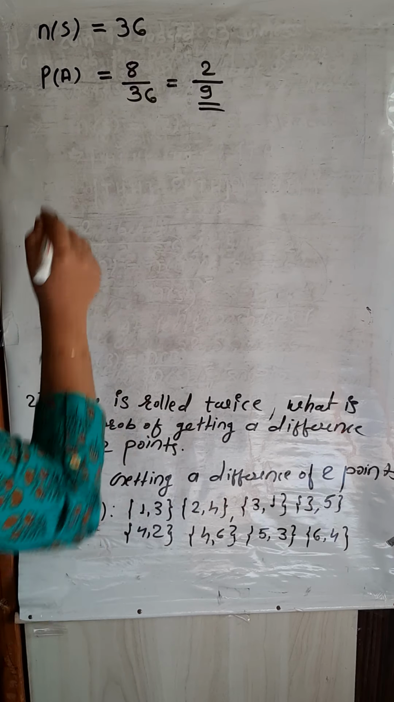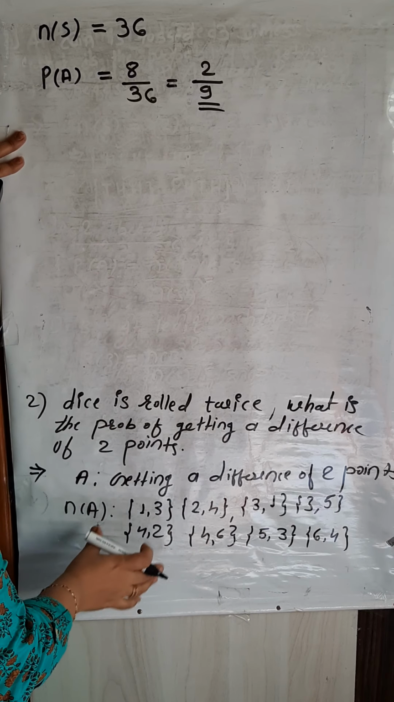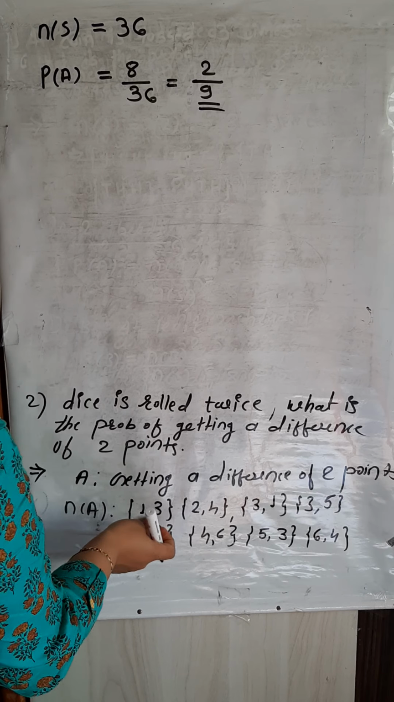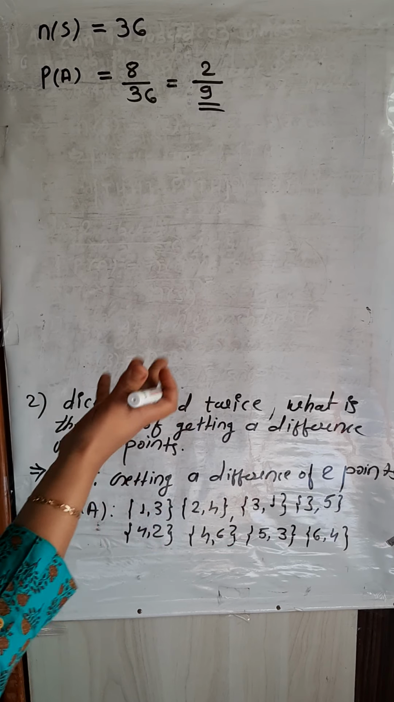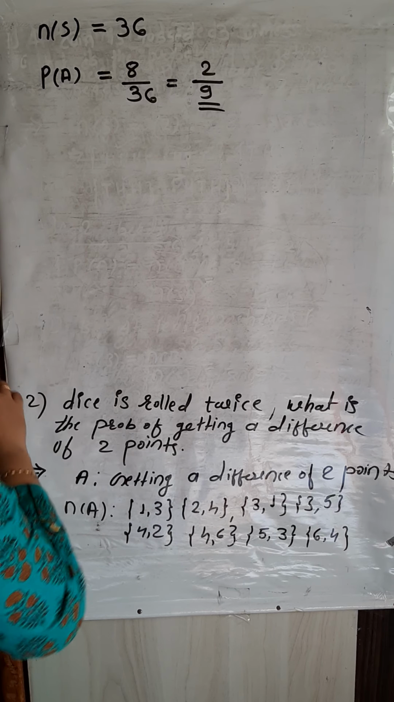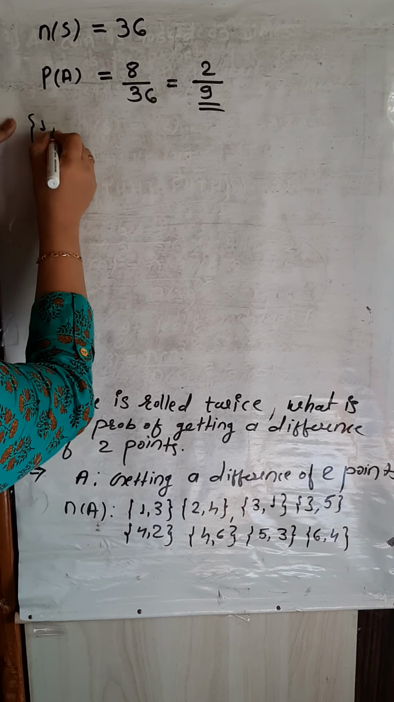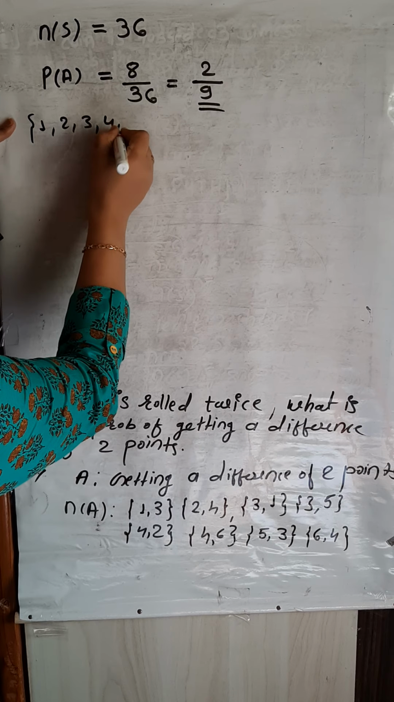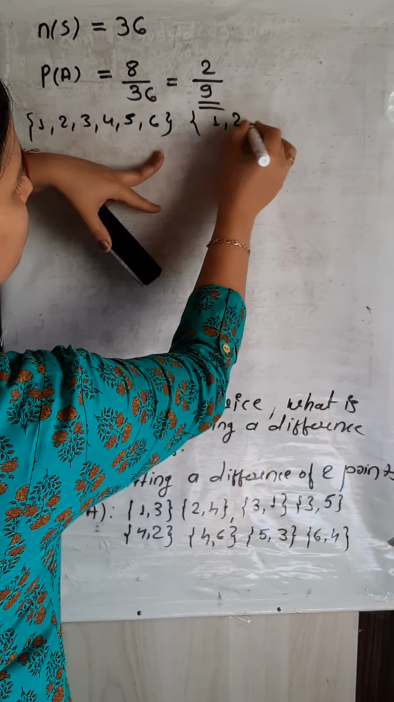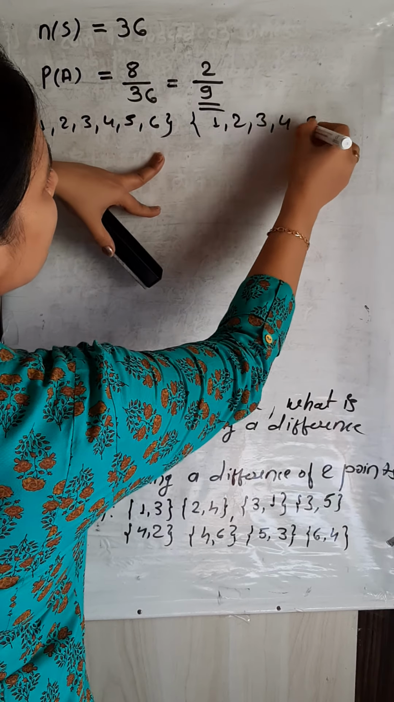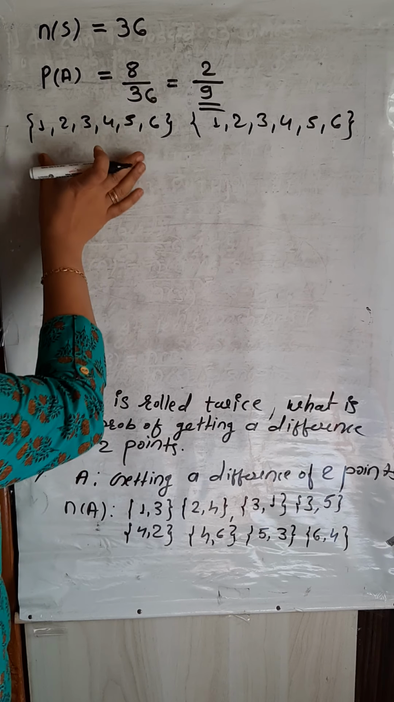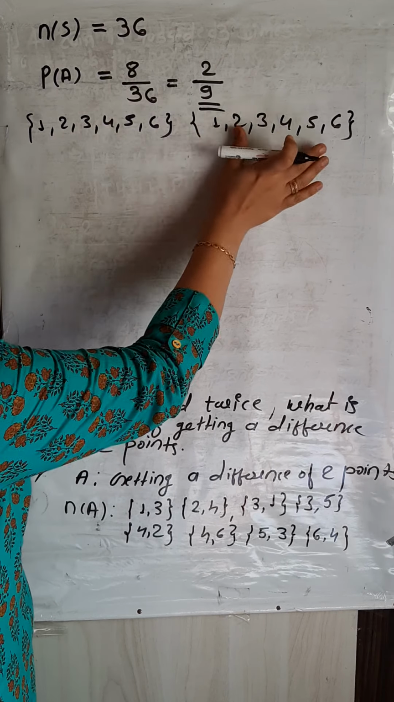If you don't know how to write these 36 outcomes, because I have written directly 1,3, 2,4, 3,1. If some students are not knowing how to find these outcomes, then you can write like this. See, dice are having 1 2 3 4 5 6 outcomes, and another dice is also having the same. You can consider 2 dice or 1 die 2 times, then also will get same construction 2 times.